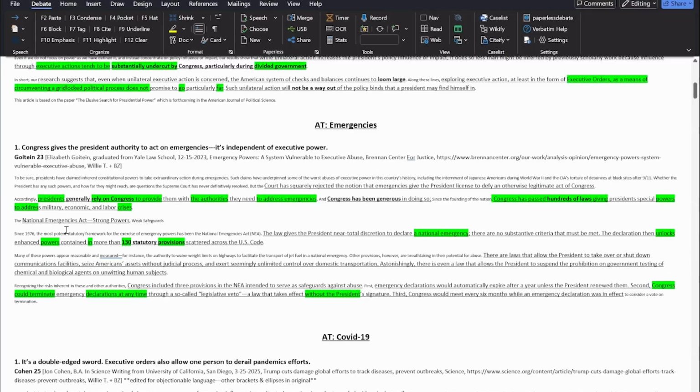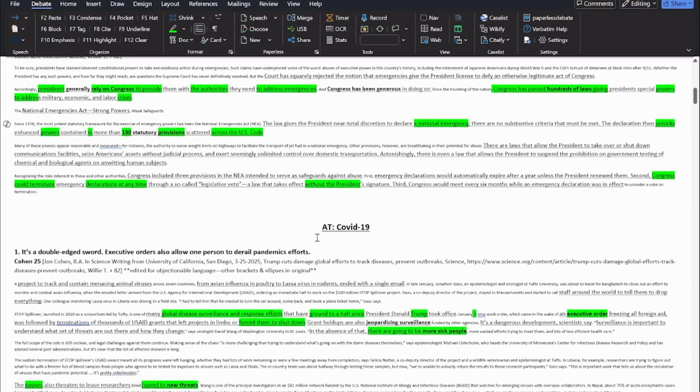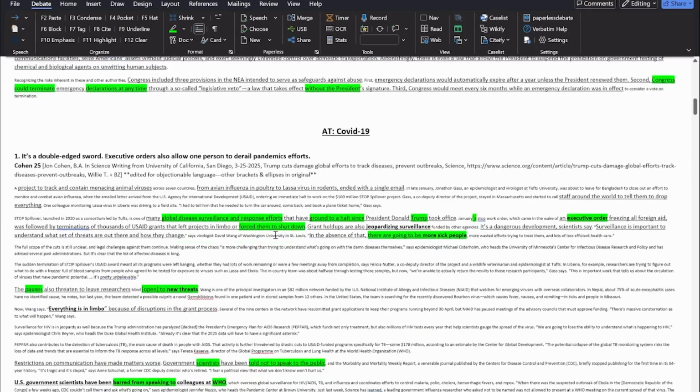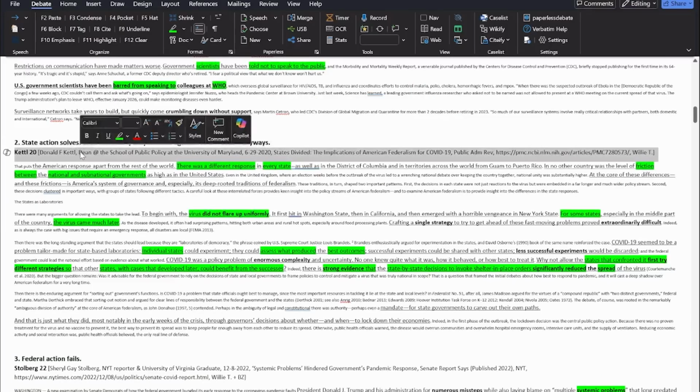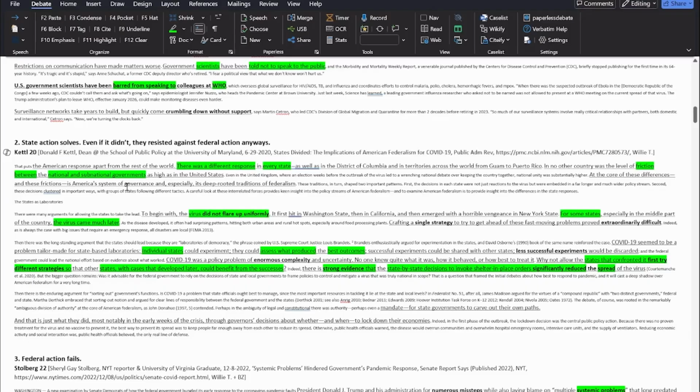As well as US code. I think it says, yes, 130 statutory positions across the US code. Another way you can attack it is more so on an example level of COVID. You can say state action solves, right? This is an argument about federalism, which is that even without the federal government, states can make actions.